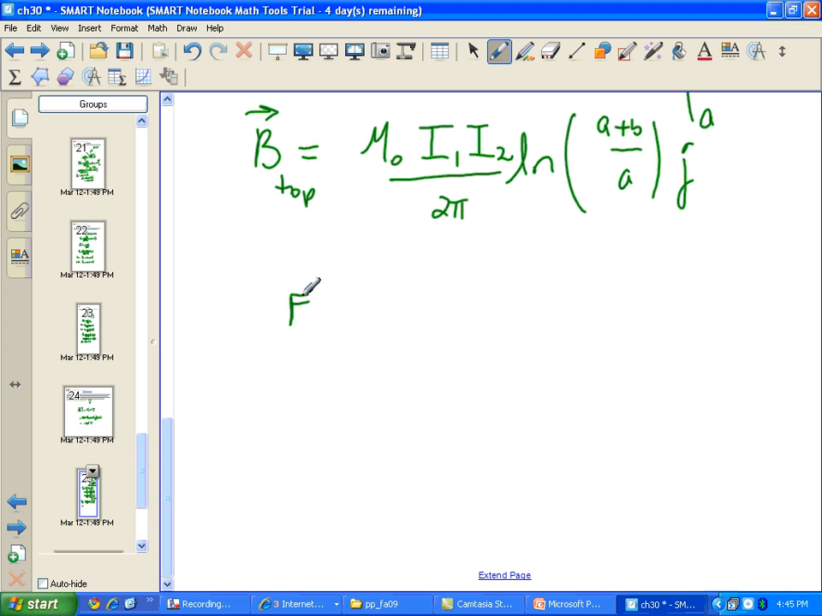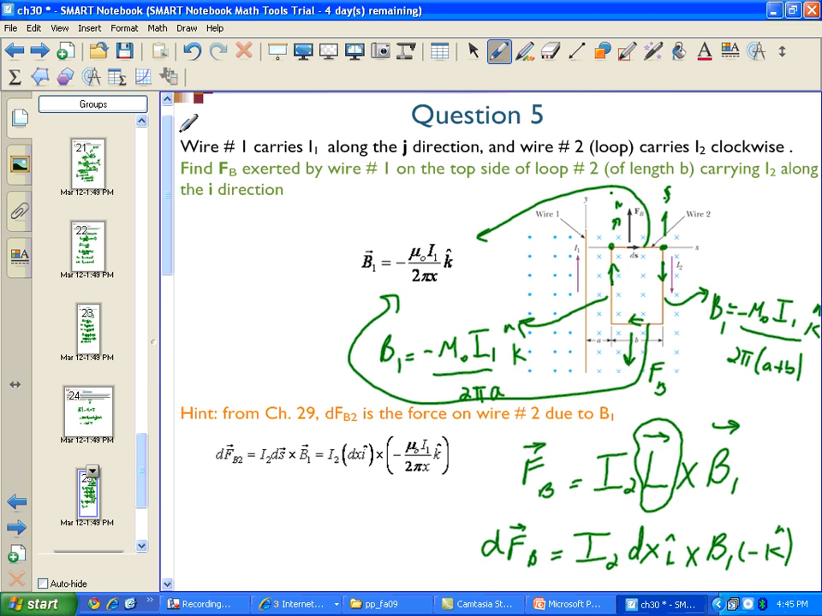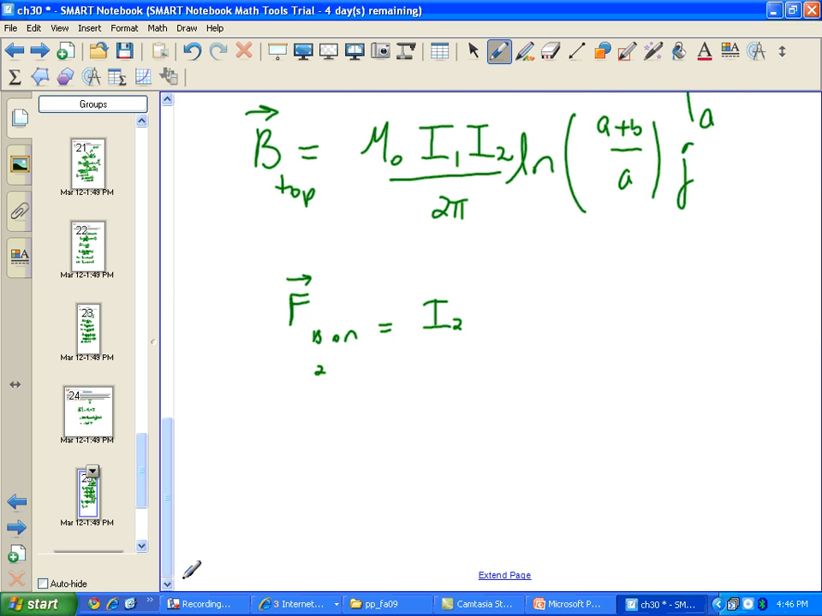Well, FB on 2 at position a is going to be I2 times L, where L is going to be this length right here, which was not really given to us, but we'll just call it L.